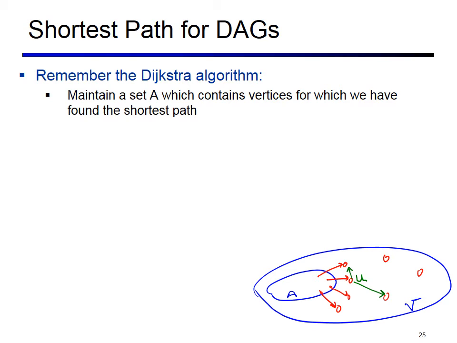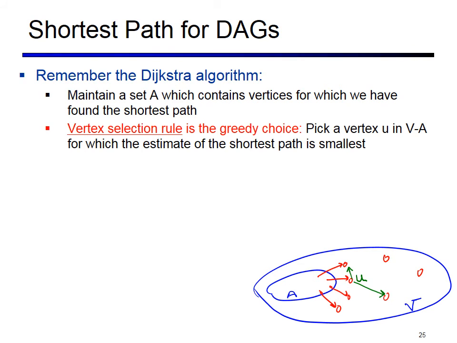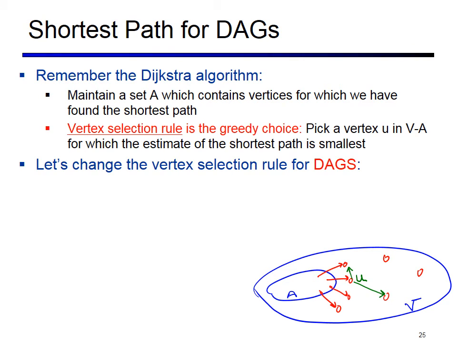The vertex selection rule in the Dijkstra algorithm is greedy and is to pick the vertex u from the nodes outside the cloud, V minus A, for which the estimate for the shortest path is the smallest. Now, we can change the vertex selection rule and get an algorithm which provably works for DAGs. Let's fix the order of selecting the vertices based on their topological ordering.